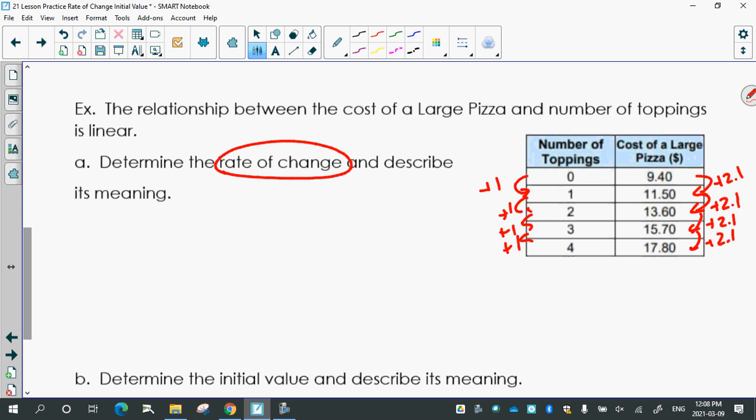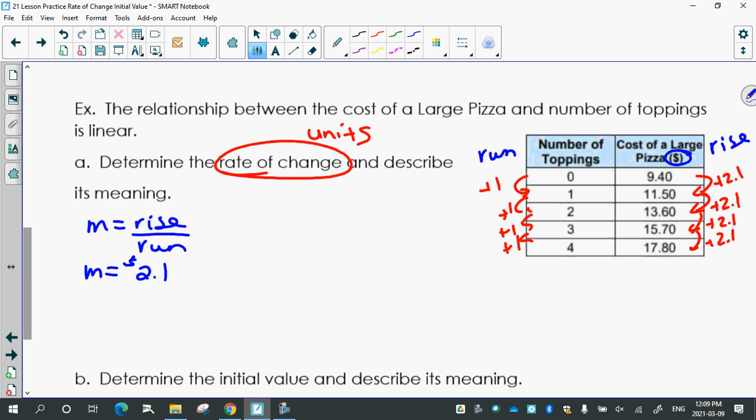Remember when we ask for a rate of change, you need to include units. Remember in a table, your rise is the change in the second column, and your run is the change in the first column. So my rise is 2.1 what? Dollars. It says it in the chart. Nice. So I could make it $2.10. That looks prettier, right? Over, my run is 1 topping. So M is $2.10 per topping, which is pretty self-explanatory, but it still says describe its meaning. So your therefore would be it costs $2.10 for each topping.